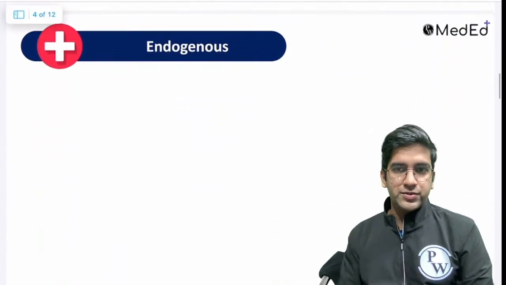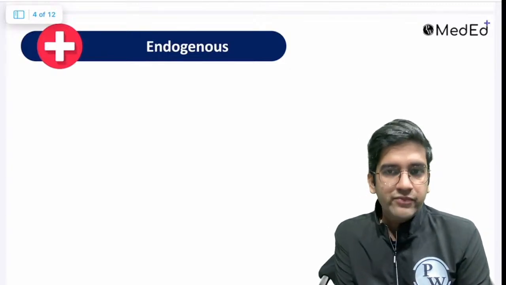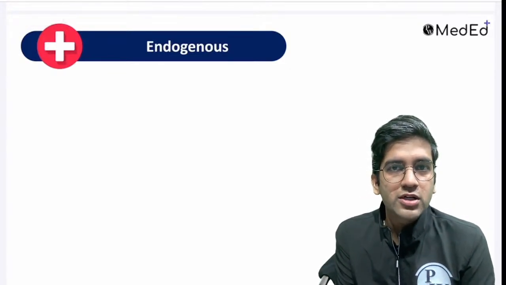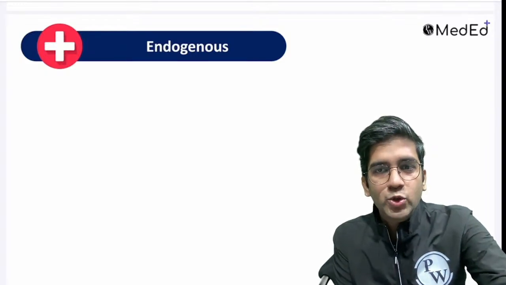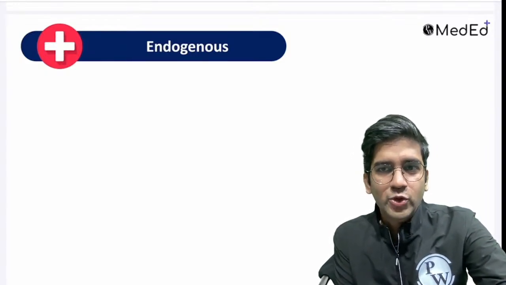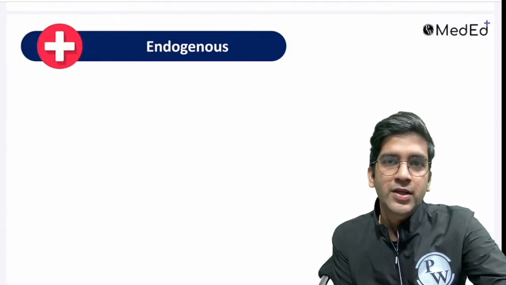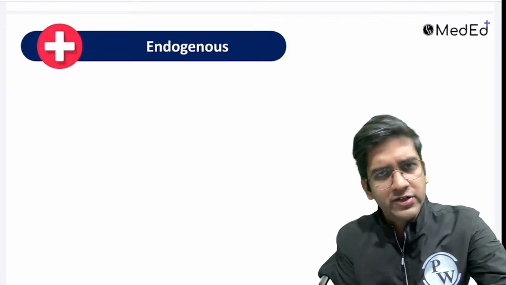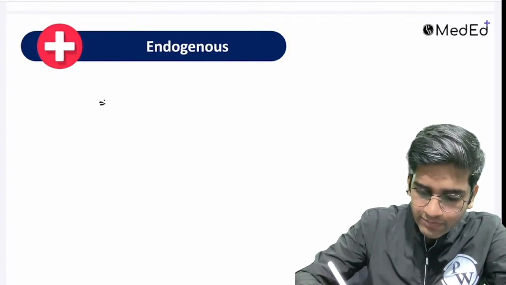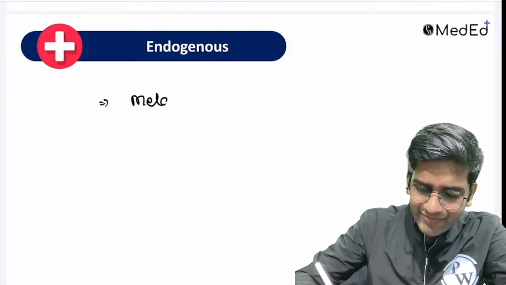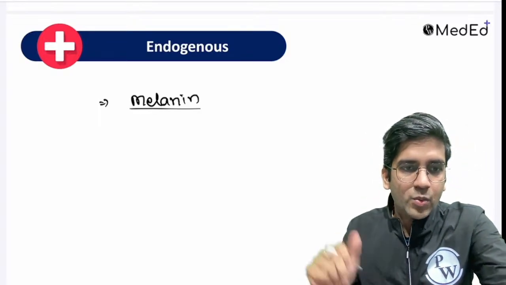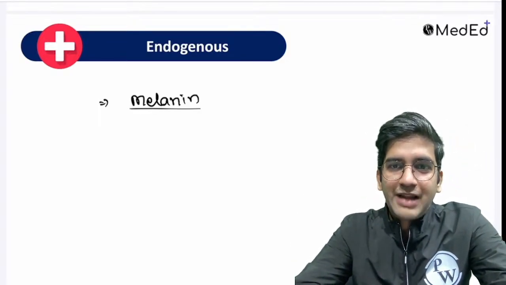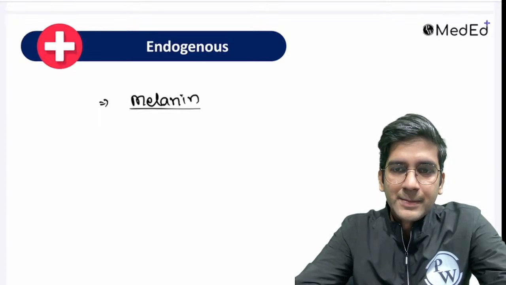I'll come to endogenous. Endogenous, we'll go as per your order, not as per Robbins' order. Most of you guys, when I asked about pigment, you told about melanin first, right? Most of you told about melanin. So we'll take melanin first. Though in Robbins it's written lipofuscin first, we'll go with whatever order comes naturally, which means you need not memorize the order, right? Melanin. Now tell me, what is the color of melanin? Black or brown? What do you think is the color of melanin?